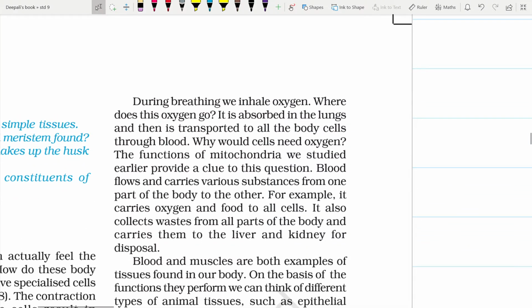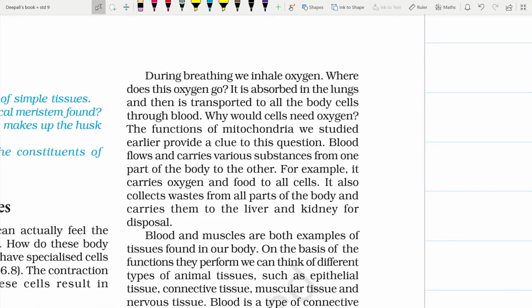Now, during breathing, we inhale oxygen. Where does this oxygen go? It is absorbed in the lungs and then transported to all body cells through blood. Why does a cell need oxygen? The function of mitochondria, which we studied earlier, provides a clue to this question.